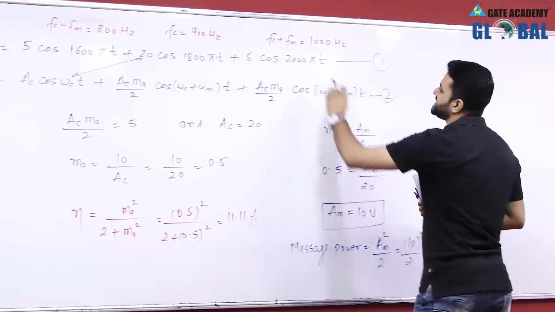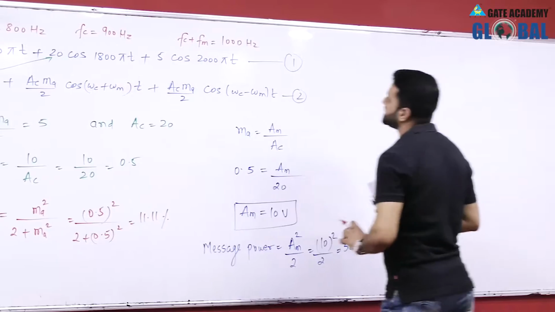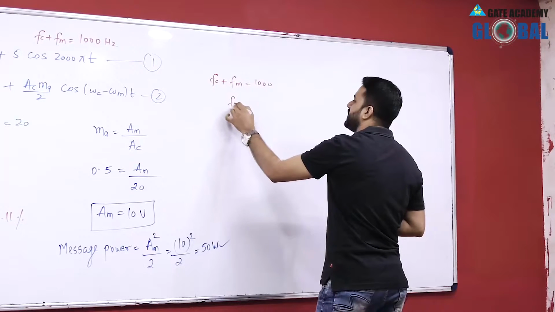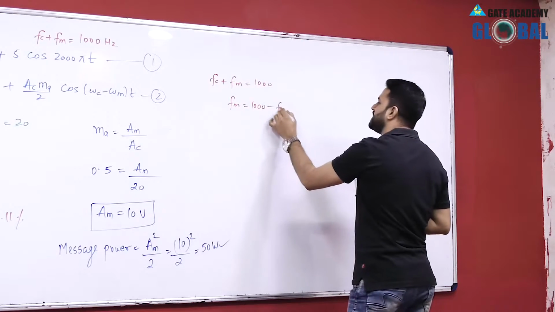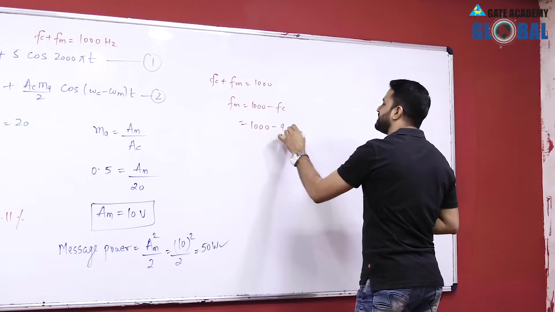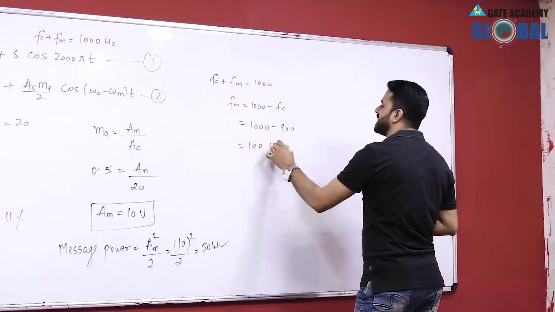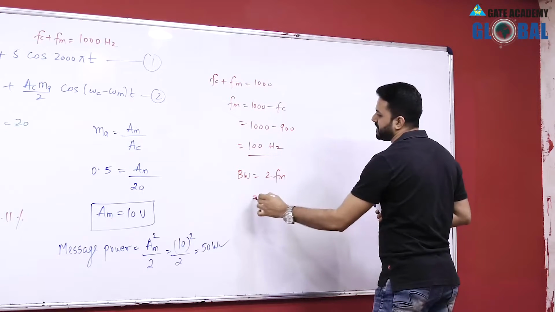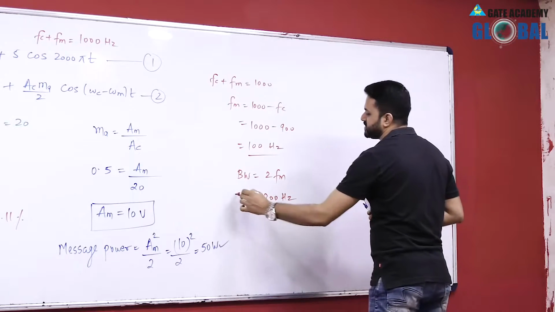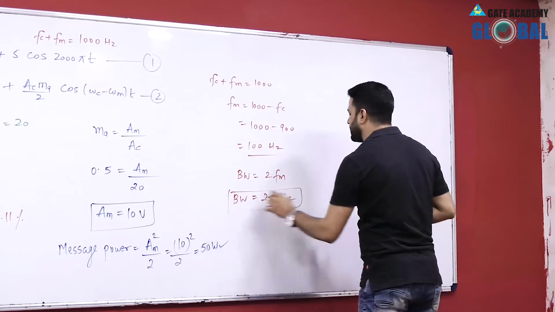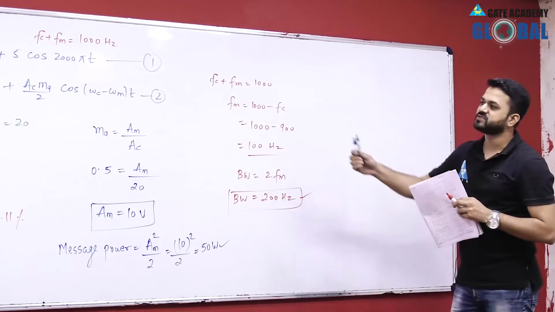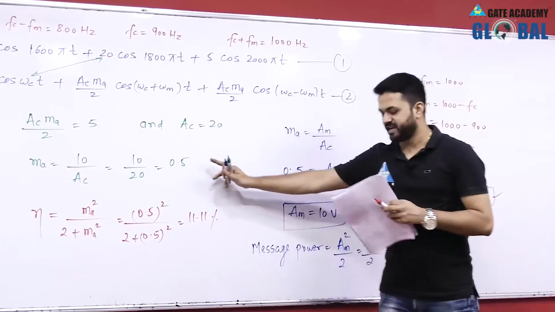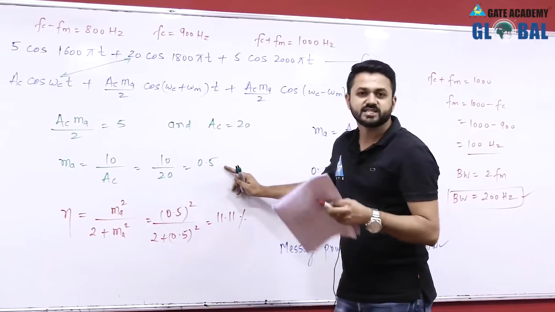If we have to find the message signal frequency, FC plus FM is equal to 1000, and FM is equal to 1000 minus FC, and FC is 900. So we get the message signal frequency as 100 hertz, and the bandwidth of this AM signal is given as 2 times FM. So we can have the bandwidth as 200 hertz. This may be another answer. So these are the values which we can calculate from the given expression, and the question was to calculate the modulation index. The answer is very easy, and that is 0.5.